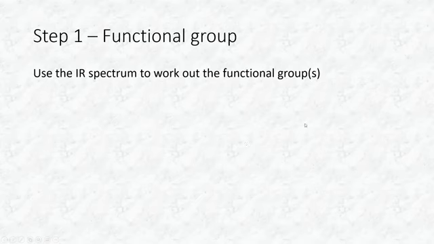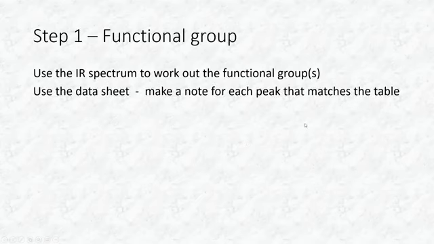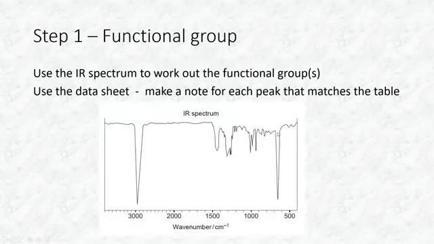So step 1, just like the process we went through, in this one it's working out the functional group. So we'd use the infrared spectrum to work out what that group is. And we use the data sheet and make a note for each peak that matches the table. So here we've got a sharp peak at about 650 and a sharp peak at around about 3000-ish. These peaks in this region are sometimes called the fingerprint region. These don't show on the table that we're given, so we don't need to make a note of these, but this peak and this peak do.